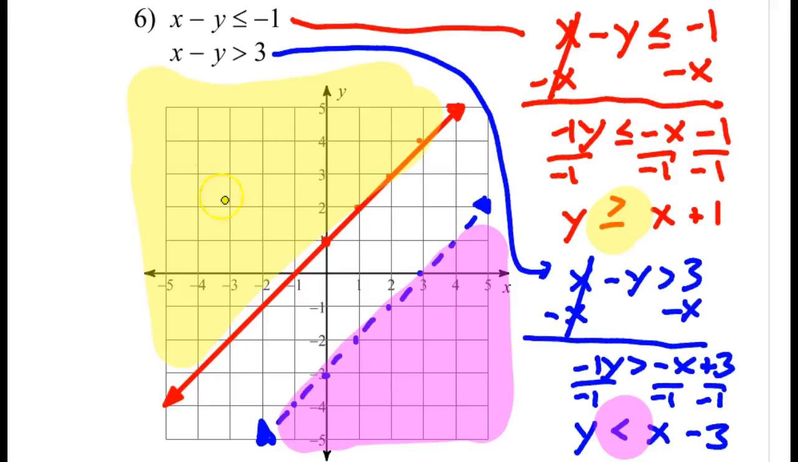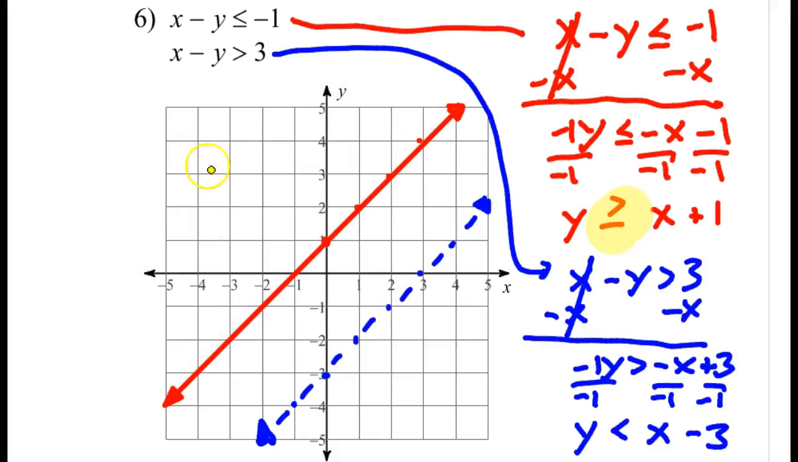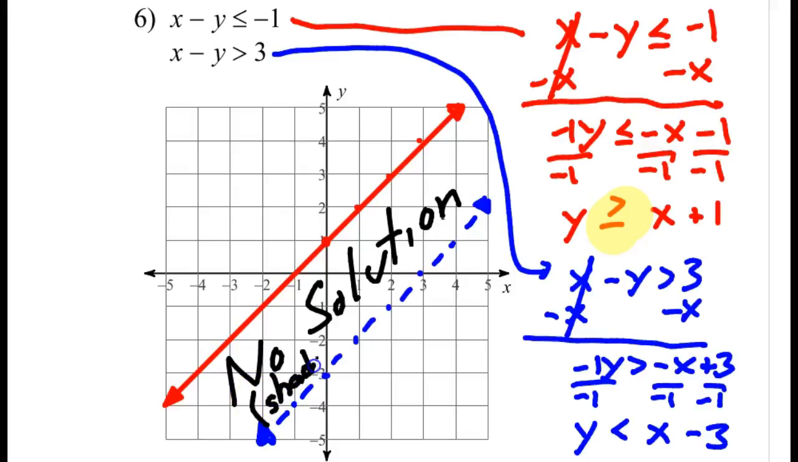So remember, you only keep the shading if it overlaps. So since neither of these overlap with each other, our final answer doesn't have any shading. Right? There's no shading on the very end because it didn't overlap anywhere. So at the very end, we can say no solution. No solution. Shading does not overlap. I'll put that down here. Shading doesn't overlap.